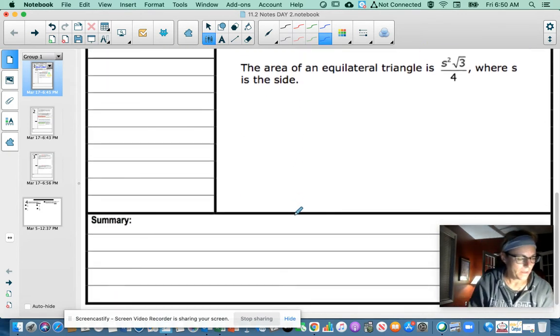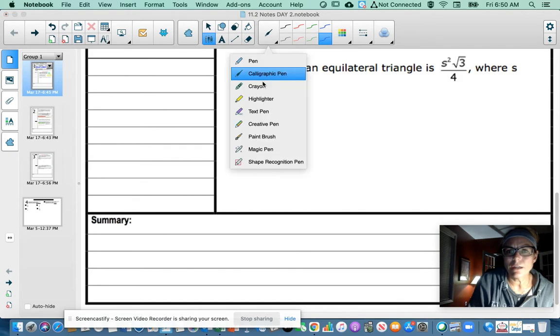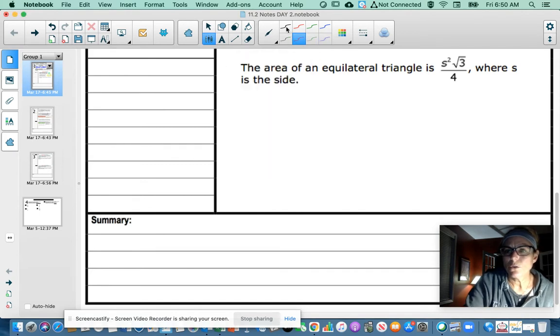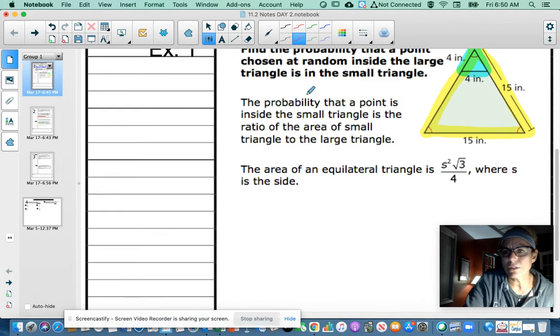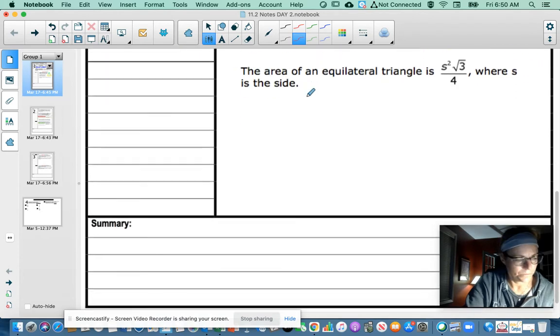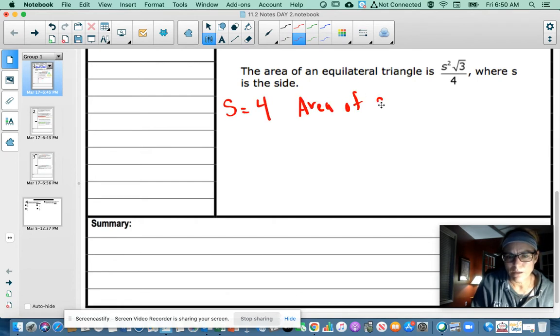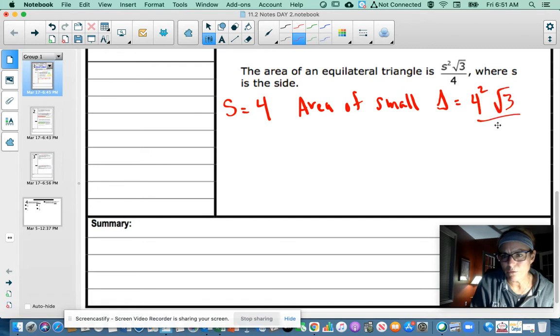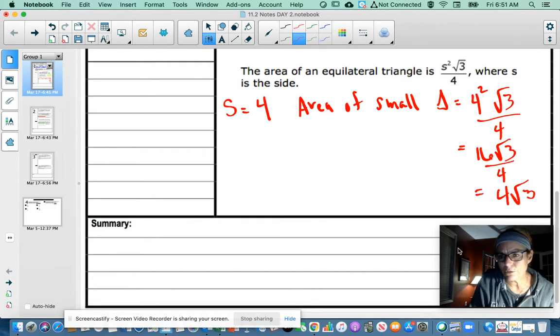Here we go. Let's find our areas. Let's do the area of the small first. The sides are 4. So S is 4. So the area of the small triangle is going to be s squared root 3 over 4, which is 16 root 3 over 4, which is 4 root 3. There's the area of the small.